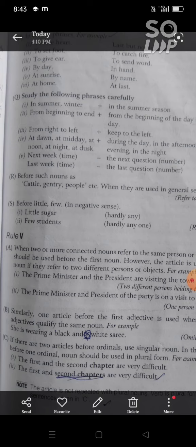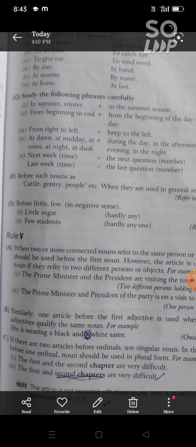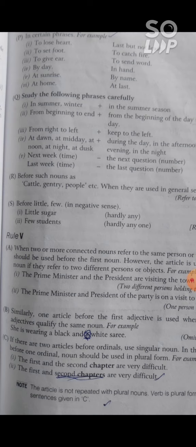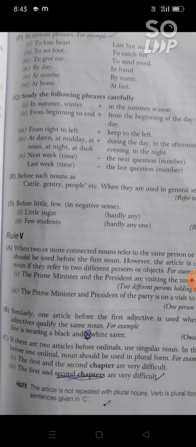In that example, you observe that they are two different persons holding two different posts. That's why our helping verb is plural. And in the second statement, the Prime Minister and President of the party is on a visit to the town today, it is one person holding two posts. He has two posts, so we use only a single helping verb. This is the most important condition here.